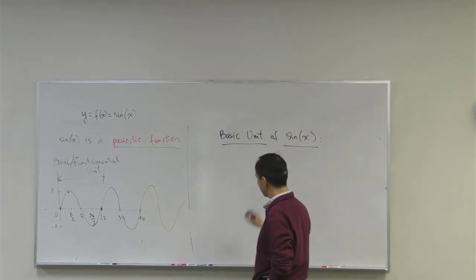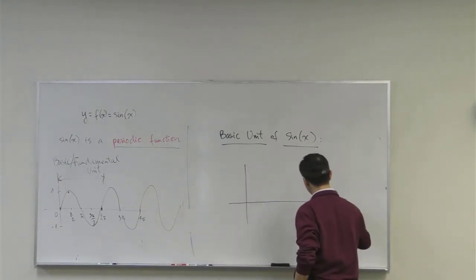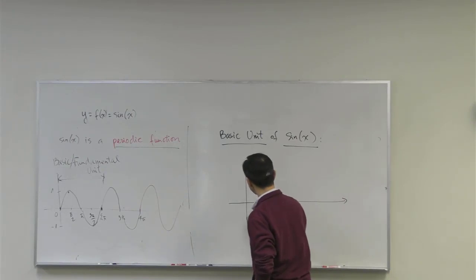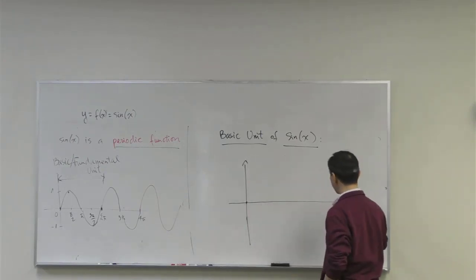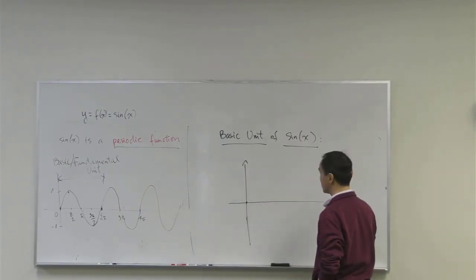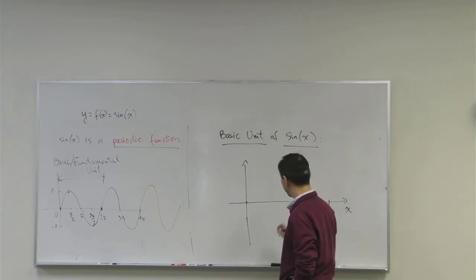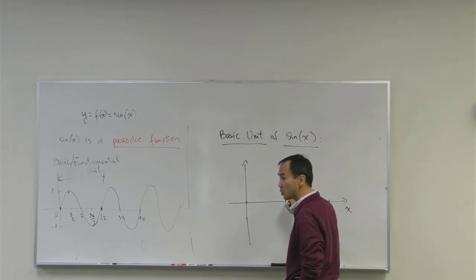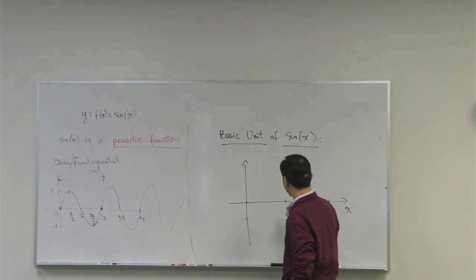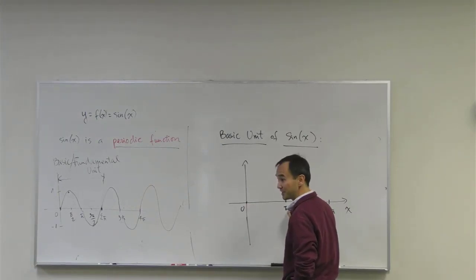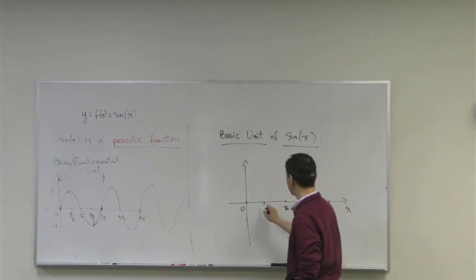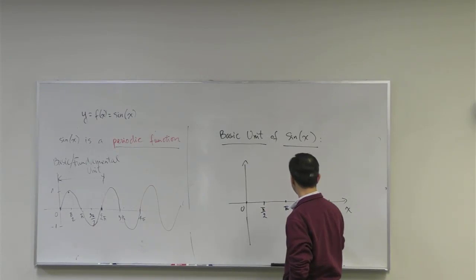So the basic unit is always starting out from 0 on the x-axis, on the input axis, and ends at 2 pi. And then the way I'm seeing it, there's a halfway or midway point there. So 0 is here, the halfway point is pi. Okay. And then there are the quarter points here, pi over 2 and 3 pi over 2.